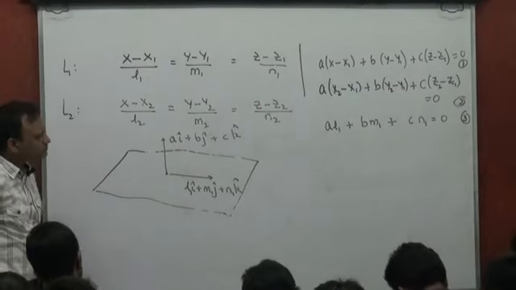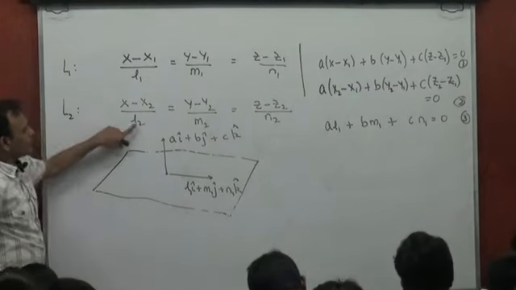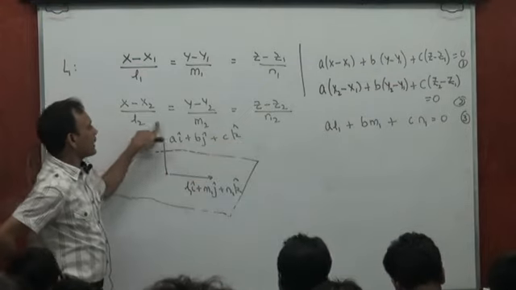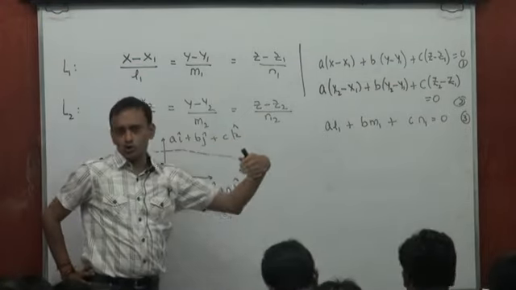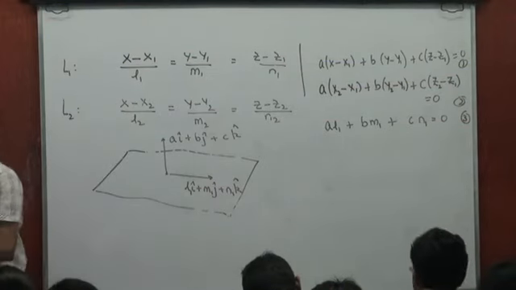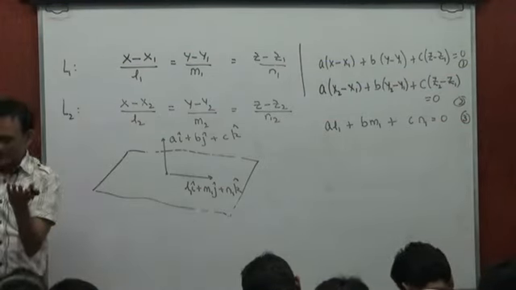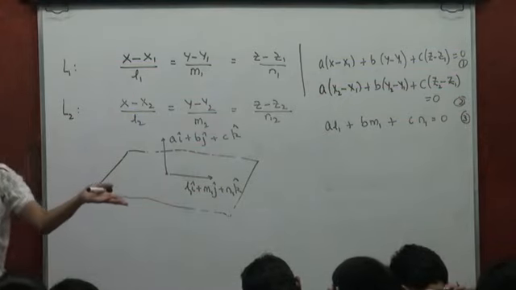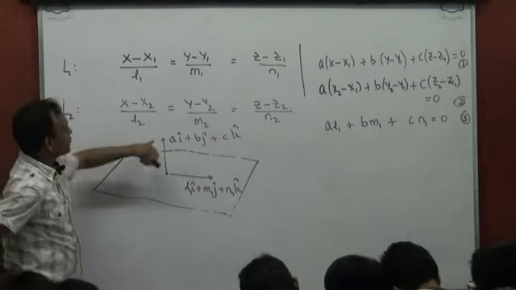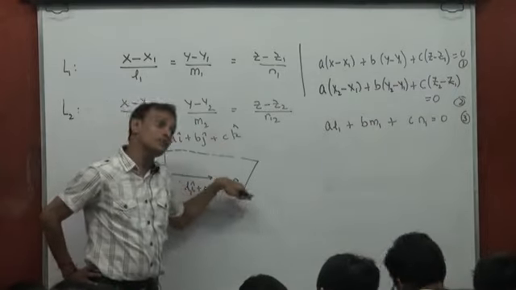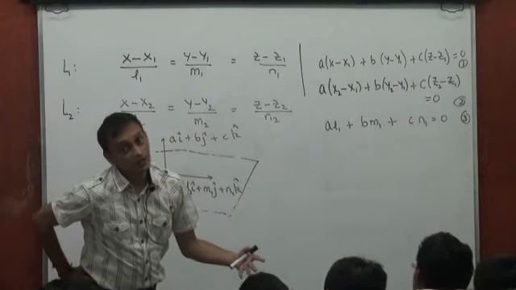Clear? Similarly, the line L2 also lies on the plane. So the vector l2 i plus m2 j plus n2 k is also parallel to the plane. ai plus bj plus ck is perpendicular to the plane. So ai plus bj plus ck must also be perpendicular to l2 i plus m2 j plus n2 k. Therefore, the dot product of ai plus bj plus ck and l2 i plus m2 j plus n2 k must be 0.